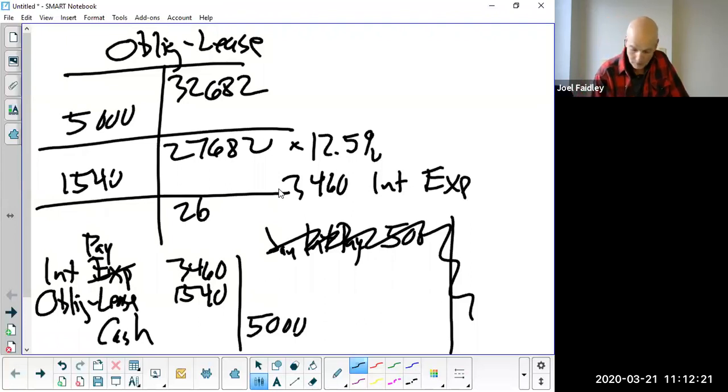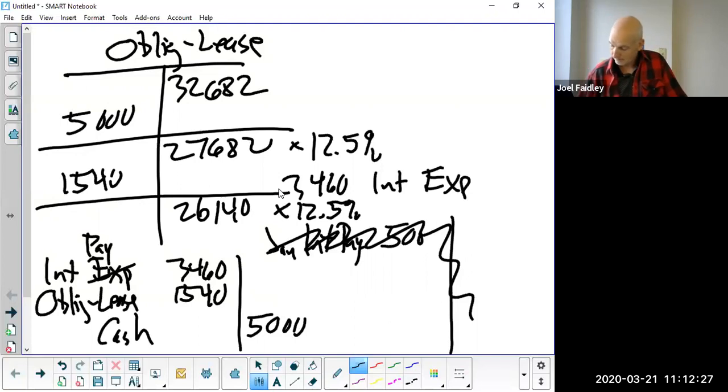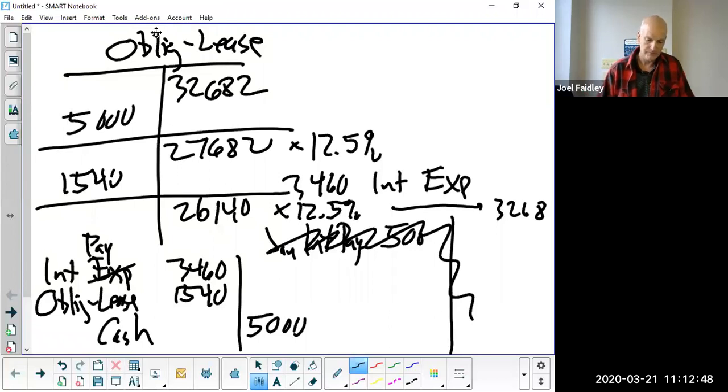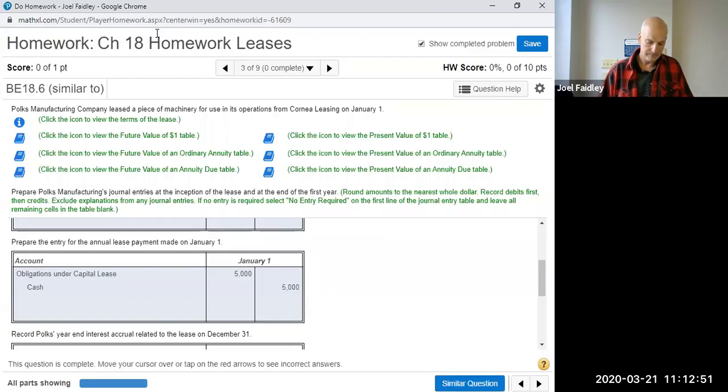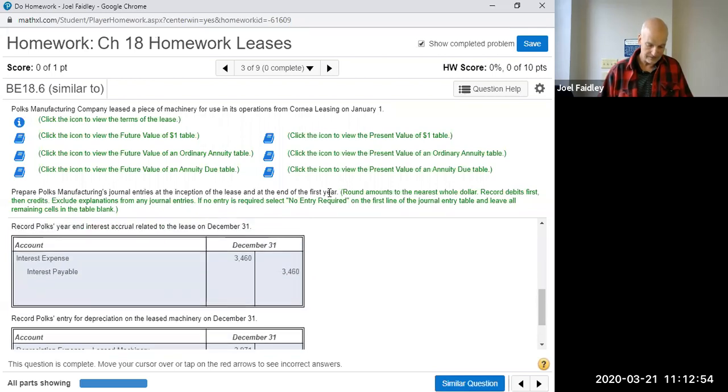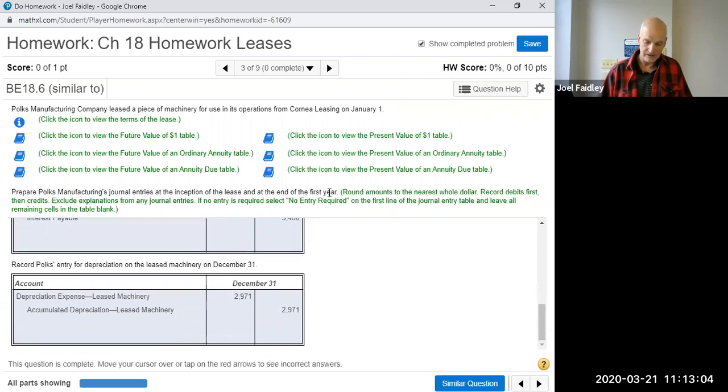That becomes 26,140 for the next year, which is what you would multiply by 12.5%. $3,268. It was $3,460. Now it's $3,268 for the second year, and so forth. But they don't really show that on this problem, but it's good to work through this and see what's going on. They just stop there. See the interest payable, they're recognizing that interest expense and interest payable December 31, but they're going to turn around and debit interest payable on January 1. That's what that entry is I'm making. And then you got to show the reduction on January 1 of your liability for the next year.